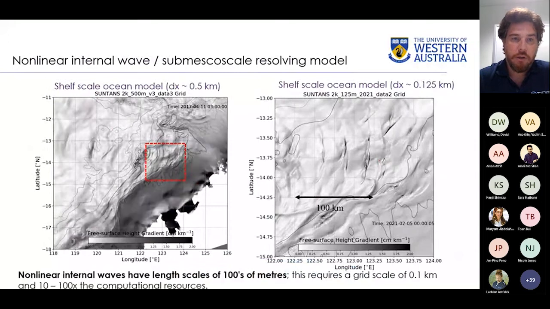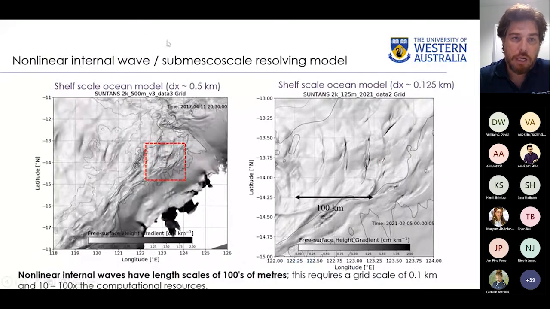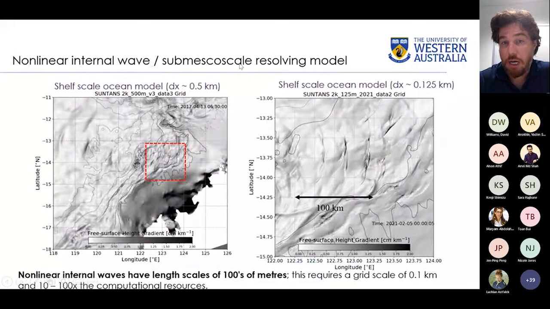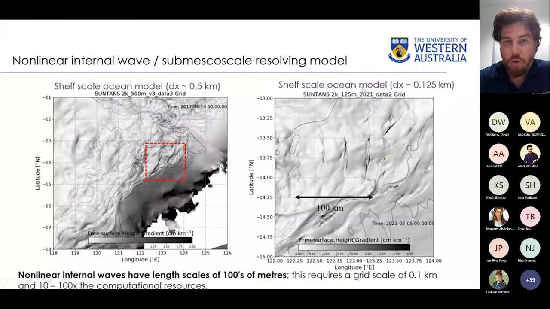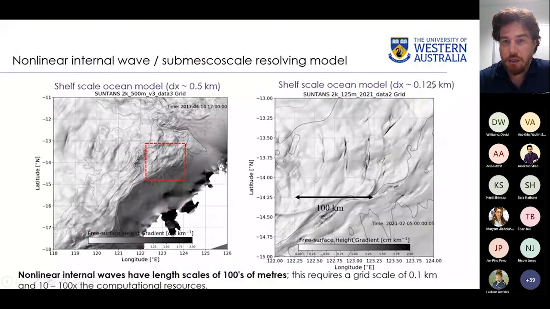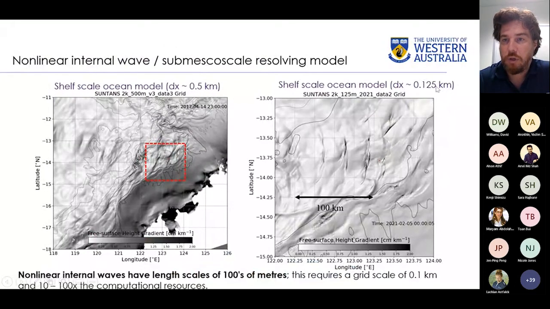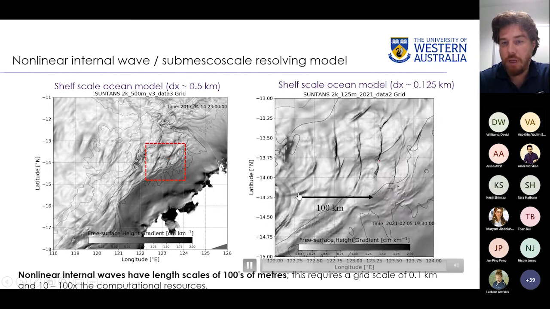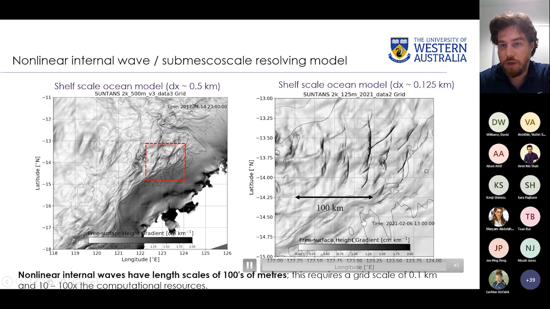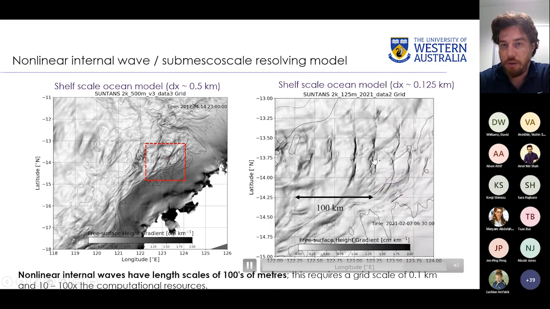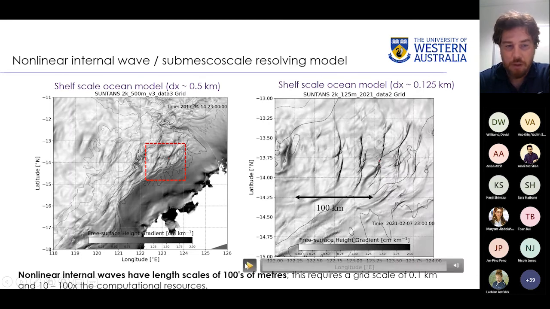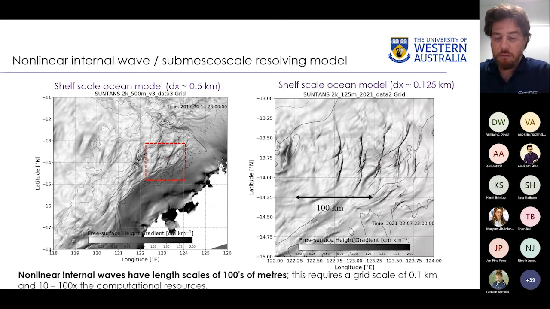So moving down into models that actually resolve the nonlinear internal waves and the submesoscale eddies. On the right here, showing a zoom in of a model that has a horizontal scale of 125 meters, and then zooming in to this 200 by 200 kilometer box, you can start seeing these nonlinear internal wave packets in the free surface scalar, or the free surface gradient scalar.